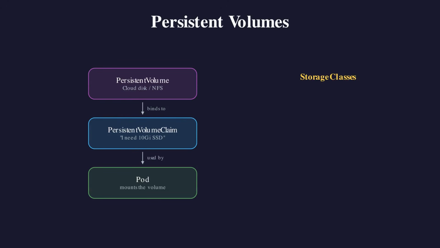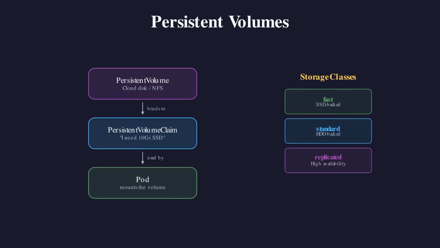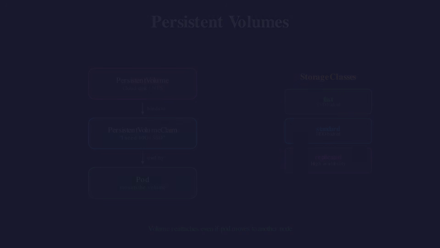Storage classes let you define different tiers of storage, fast backed by SSDs, standard backed by spinning disks, replicated for high availability. When a pod references a PVC, the storage is mounted into the container. Even if the pod is destroyed and recreated on a different node, the same volume gets reattached. This is critical for stateful applications like databases. Kubernetes uses stateful sets instead of deployments for these workloads, which provide stable network identities and ordered startup and shutdown.